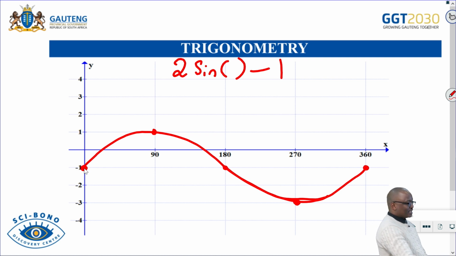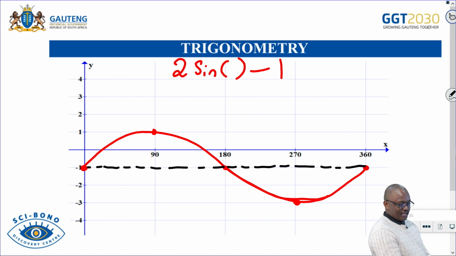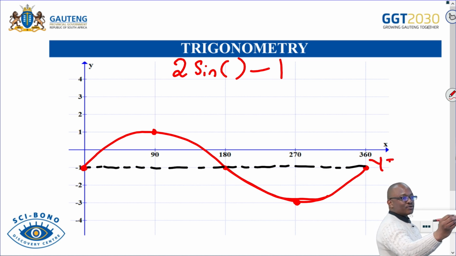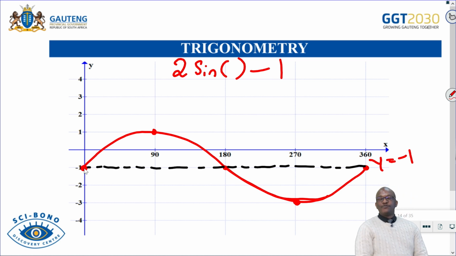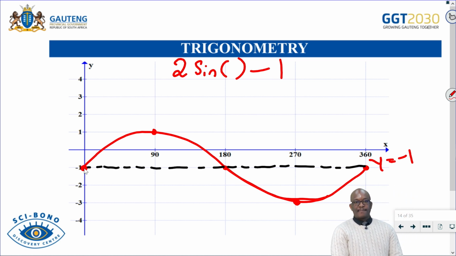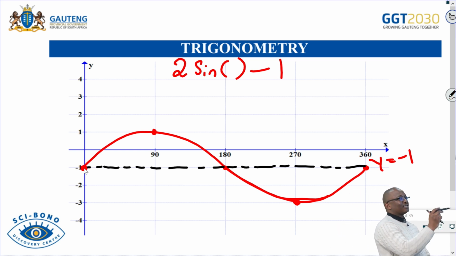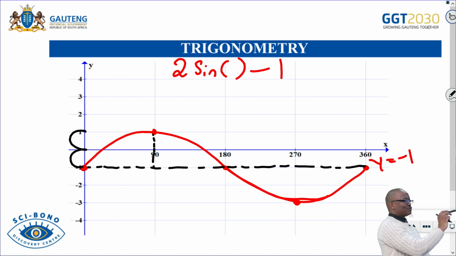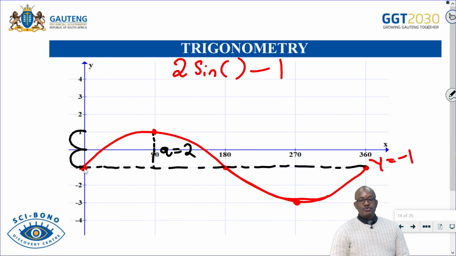So now we can see that here our midline is y is equal to negative 1. It means it moved 1 unit downwards. But you can see that from the midline to the turning point, how many units? It's 1, 2. Not period, sorry, amplitude. Amplitude is going to be 2. That's how you read the graph.